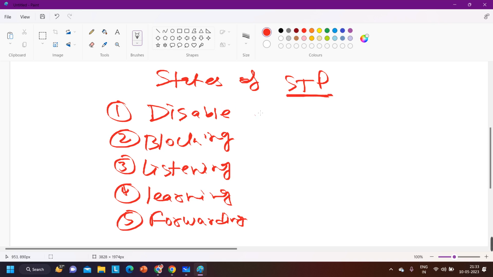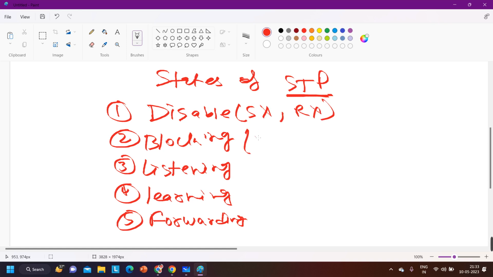Understand that this port is administratively down, and whenever a port is disabled, the switch is not going to send any BPDU from that port, and is not going to receive any BPDU on that port either. So not send, not receive. BPDU will not be sent from the disabled port, and will not be received on the disabled port.